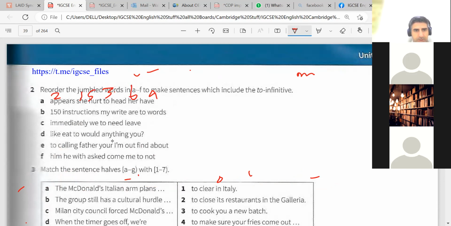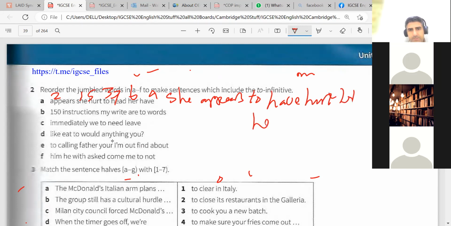Okay, Khalid, do you agree with Jury? She appears to have hurt her head. Let me write it for you, ya Khalid. So she appears to have hurt her head. Do you agree with Jury? Yes. Yes, I agree with you. Perfect, Jury. Good answer.